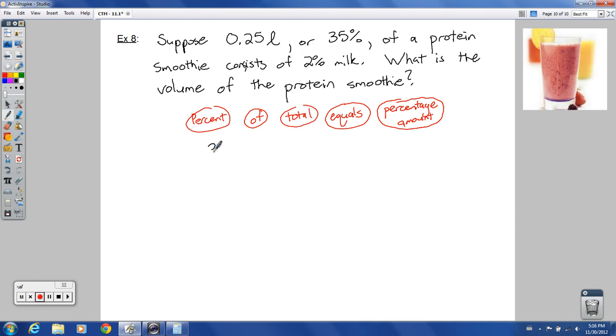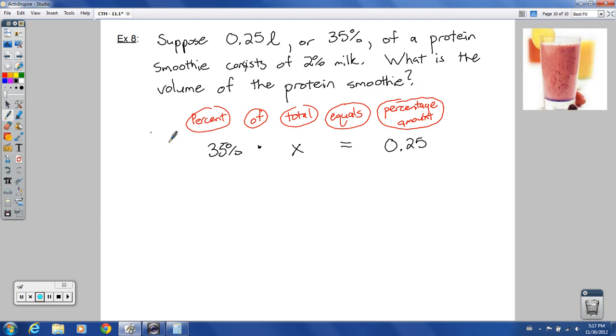So we have 35% of, and of means times, the total, which we don't know. So we're saying that is X equals the percentage amount, which is the 0.25 liters. So that's the percentage amount in question. I think that really makes it easy. If you think of it like that, that goes together. Just line those things up, and that should help you out significantly, I think.